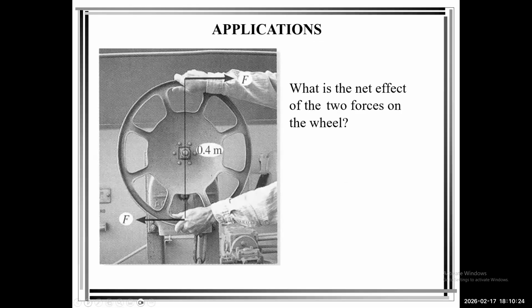So we look at the application of forces. For example, somebody driving a car, and what is the net effect of the two forces on the wheel? We see in this case you have your left hand and the right hand, one going backward and one going forward. And so I could ask you, what is the coupling moment? The coupling moment for any one of them would be where your hand is, and you ignore the other force.